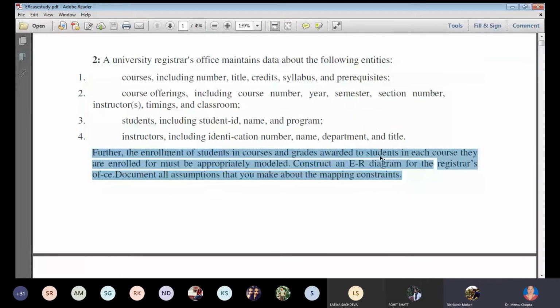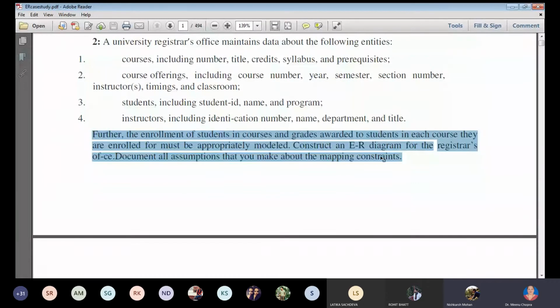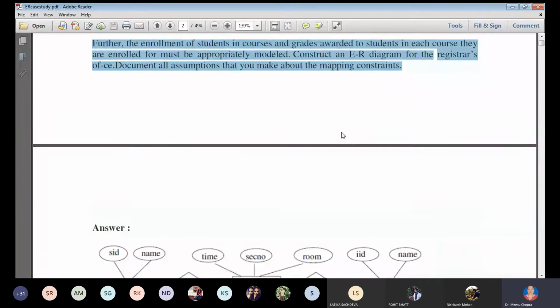Now how to make it? Why I'm discussing this is so that you make it correctly. Please keep yourselves muted because there is a lot of noise coming. Keep yourself muted. Thank you, everyone.